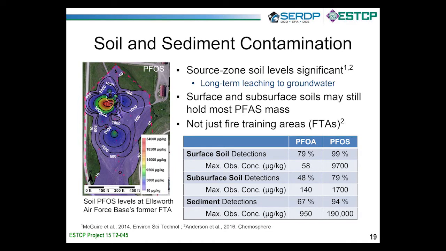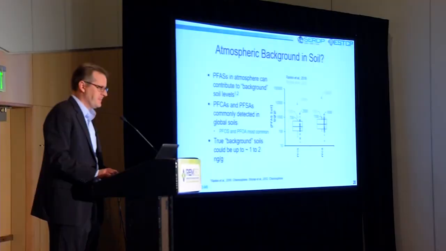The concentrations may have been a little bit lower than at the fire training areas, but in some cases they were quite higher. As an example, in aquatic sediment, the maximum observed concentration in Hunter's study was up to 190,000 micrograms per kilogram, as compared to, for example, the source area at Ellsworth Air Force Base of only 35,000. So the concentrations can be quite significant in the soils and sediments when AFFF has been applied.